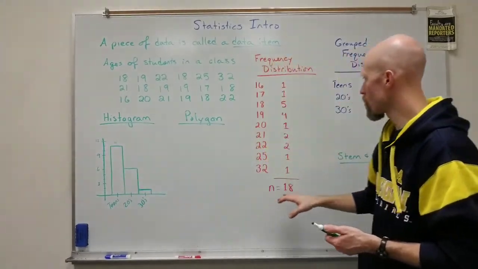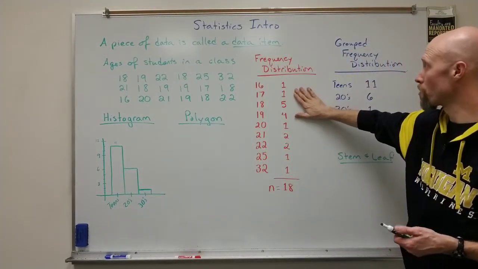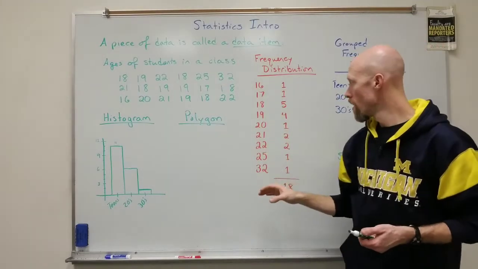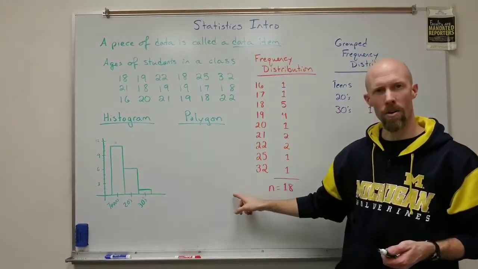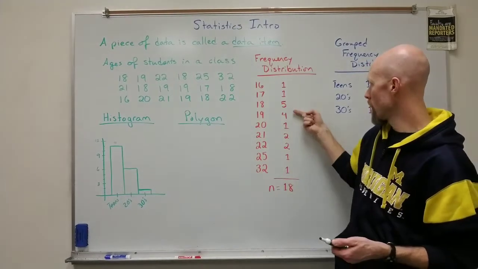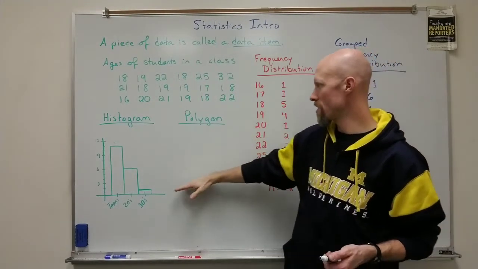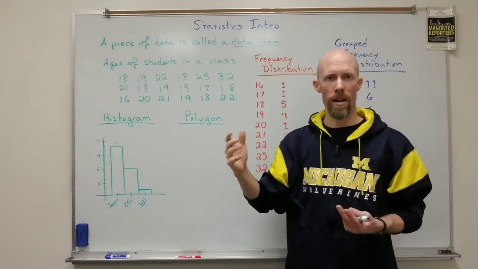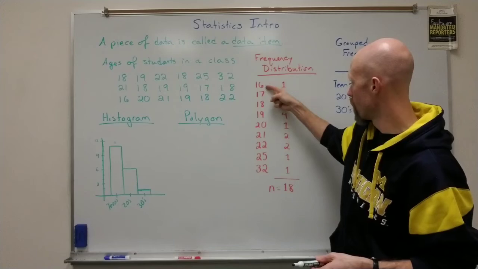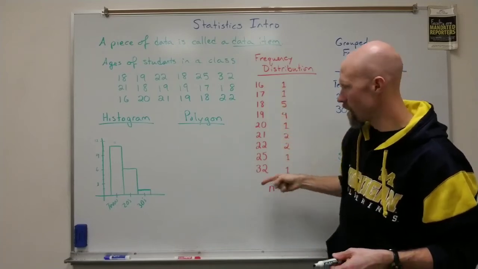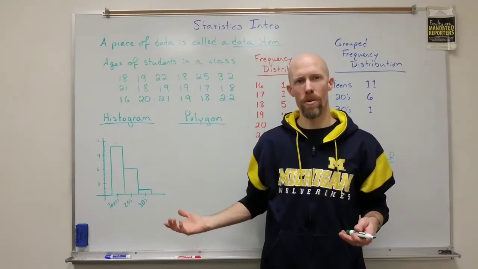You could do the same sort of histogram for the actual frequency distribution, not just the grouped one. You'd have each age listed out on the horizontal axis, and then you'd have numbers 1 through 5 essentially being measured as your heights. So you can go through and do that. You would just end up with 9 different bars rather than 3. Okay.